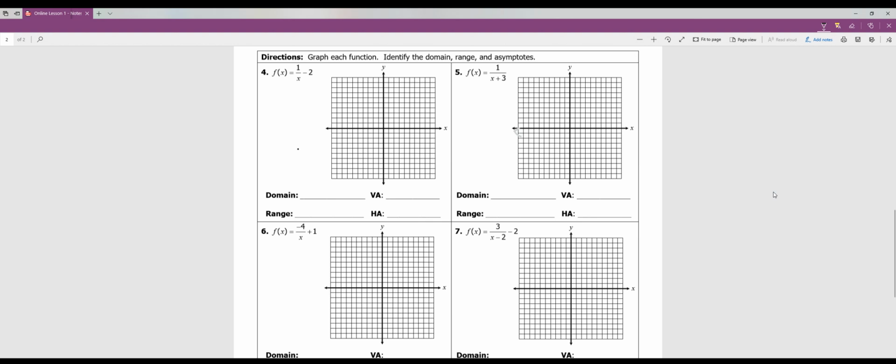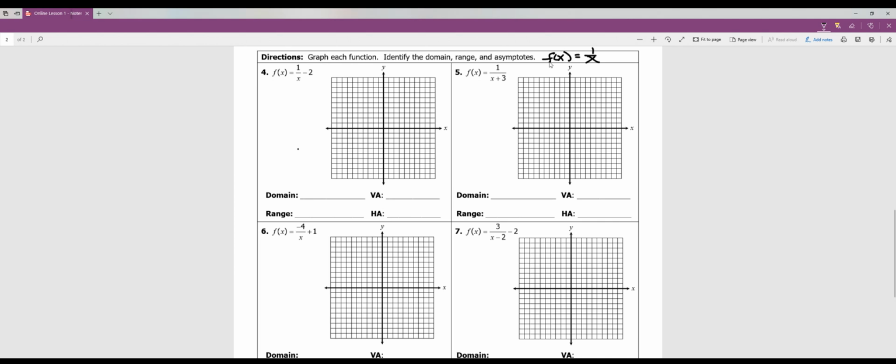All right, we are going to continue on with our reciprocal functions and transformations, and now we're going to focus on graphing our transformed functions. So let's start by remembering what our parent function was. Our parent function is 1 over x.